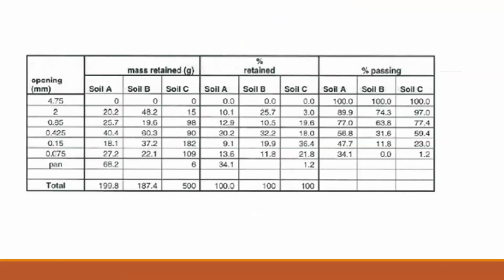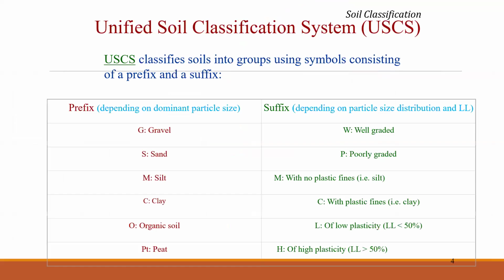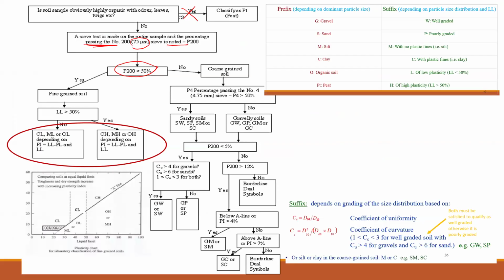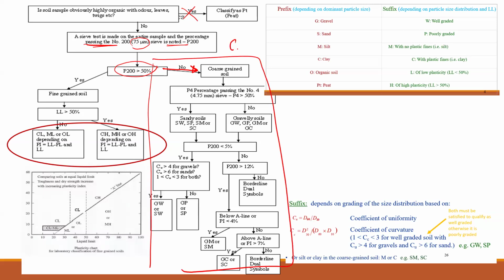Now we need to look at this particular sieve and percentage passing. If you look at all of these three, A, B, and C, percentage passing is less than 50. So now when we go back to this one, that will be less than 50. So they are coming to this side. So in this chart, this part is for gravelly soils and sandy soils.